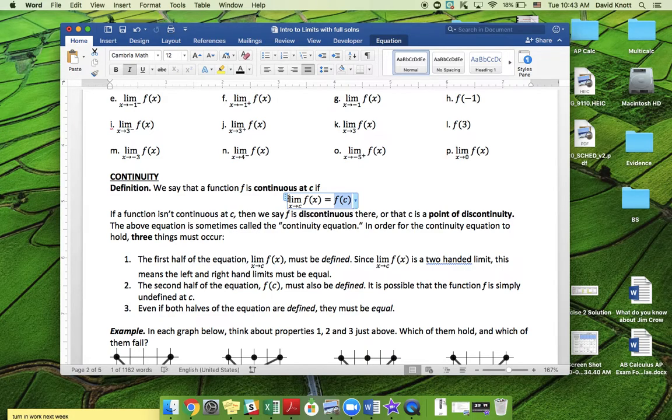And in order for this equation to be true, in other words, in order for this function to be continuous at c, the left-hand side of this equation must be defined, the right-hand side of this equation must be defined, and the left and right-hand sides of this equation must be equal. That's what the properties 1, 2, and 3 are talking about here.